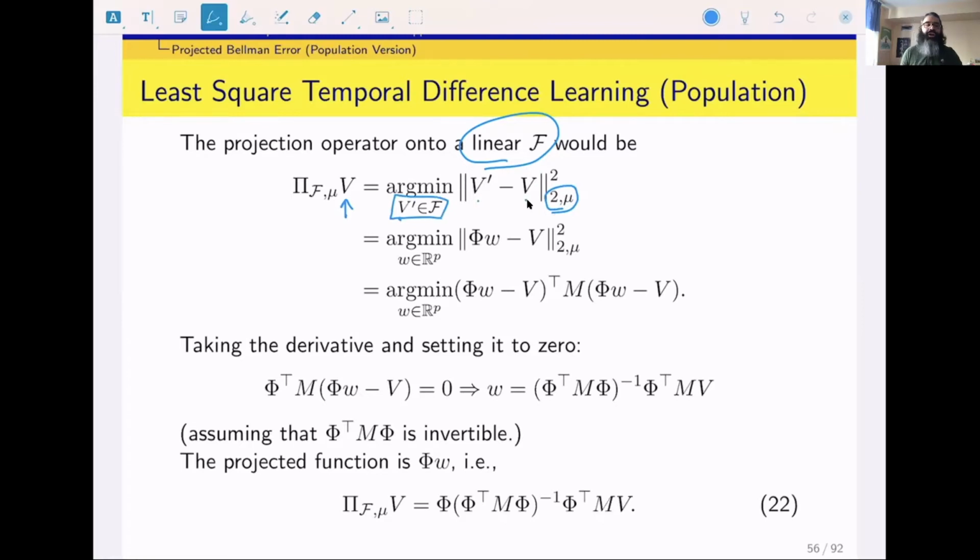So I write V prime as a function that can be written as phi times W for some W. What is changing in the optimization is actually W; phi is the fixed one. So I write it as argmin over W in R^p of the L2 norm of phi W minus V. I just expand it from the equation I had for the L2 norm before. So it would be the minimization of (phi W minus V) transpose times M times (phi W minus V).